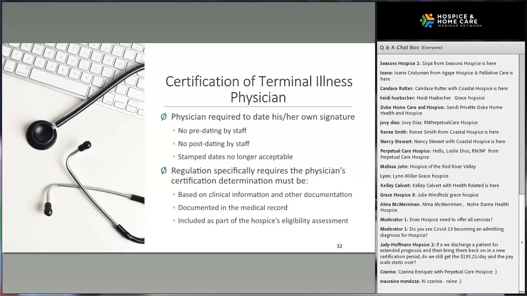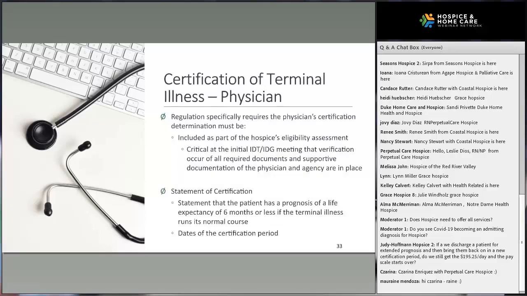And also included as part of the hospice's eligibility assessment. So that is all part of what's setting up the patient for eligibility. It is included in the medical record. So if you have an attending physician, yesterday as I was guiding someone through this, your attending physician should have a note about the certification in their chart, in their office. It's important so there is that continuity of care as well.